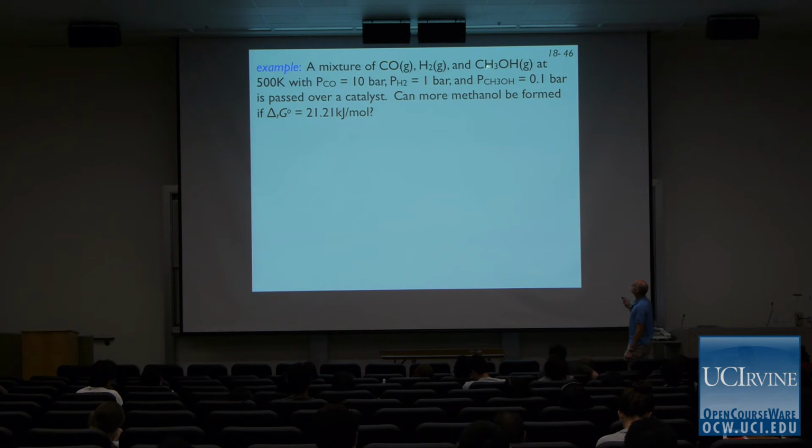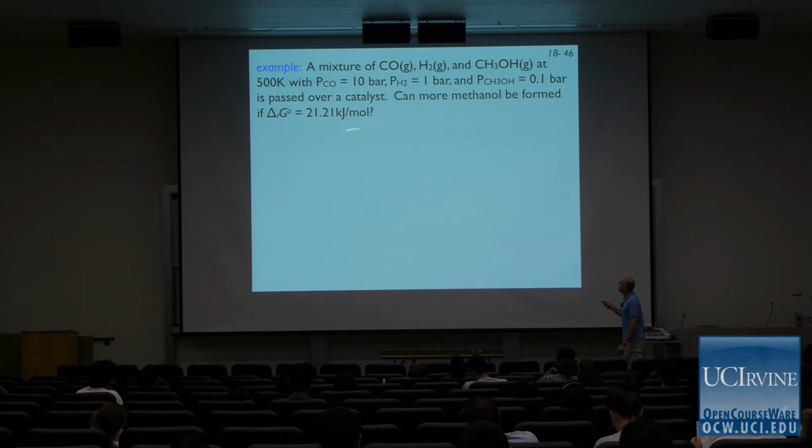Let's do an example. CO, hydrogen, and methanol are mixed together at 500 degrees K with these concentrations. The partial pressure of CO is 10 bar, H2 1 bar, methanol 0.1 bar. And we pass this mixture over a catalyst. The question we're going to ask is, can more methanol be formed? Can we adjust the reaction conditions to form more methanol? Or are we maxed out? Okay, we're given the standard reaction Gibbs energy, 21.21 kilojoules per mole.